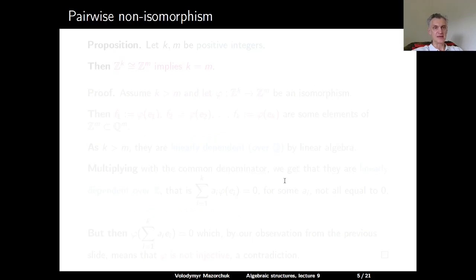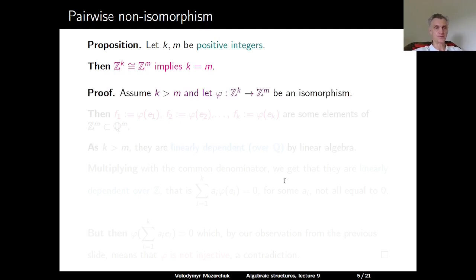Next, let us compare Z^k with Z^m. So let k and m be positive integers. Proposition: the fact that Z^k is isomorphic to Z^m as a group implies that k is equal to m. Proof: Assume that k is greater than m and let phi be an isomorphism between Z^k and Z^m.